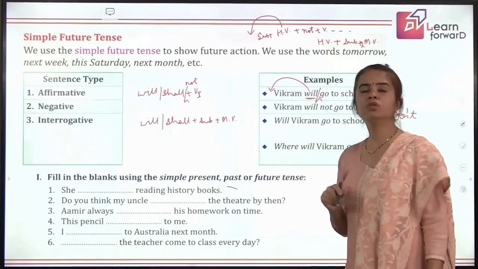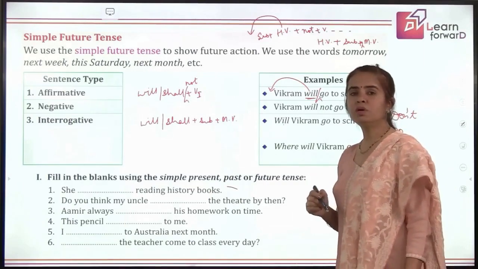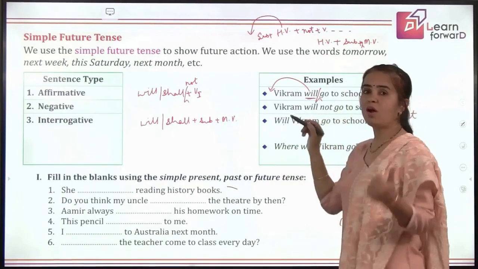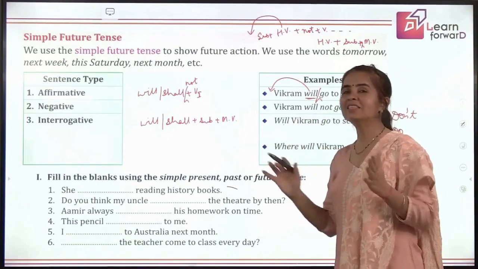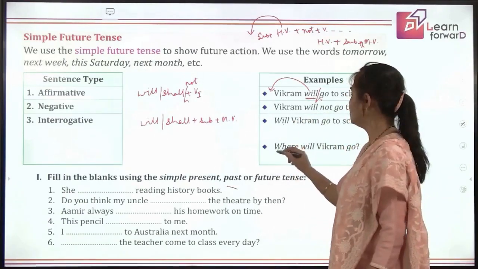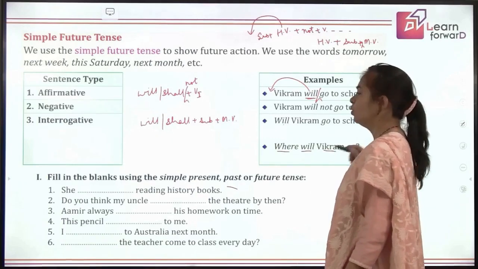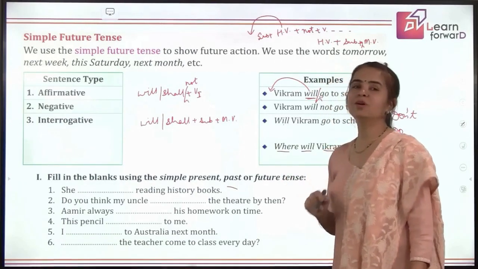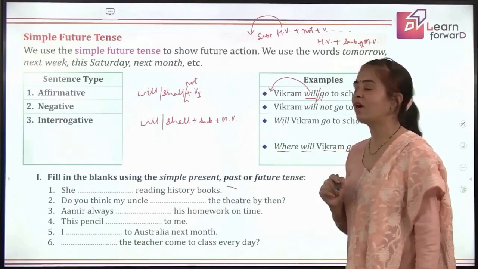But if I want to introduce a question word here, I'll say, where will Vikram go? Not to school. That is the answer to the question where. So it will be, where will Vikram go? Isn't it easy now, children? Yes, that's good. Your smiles reflect that you have understood it well.